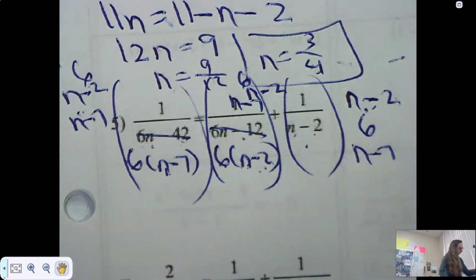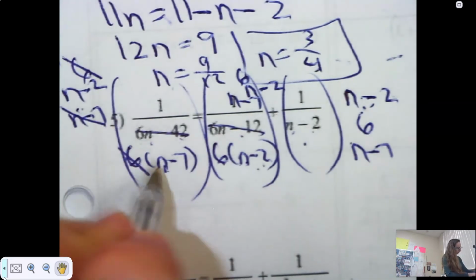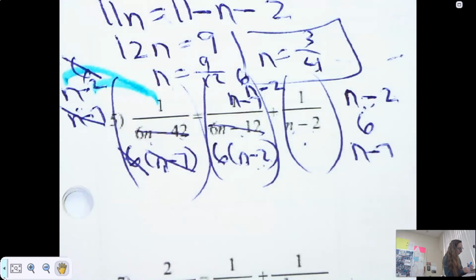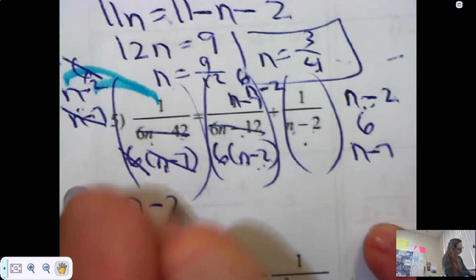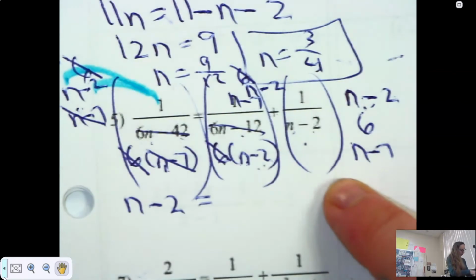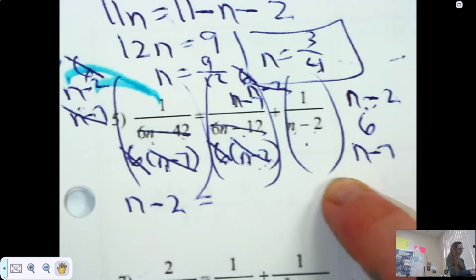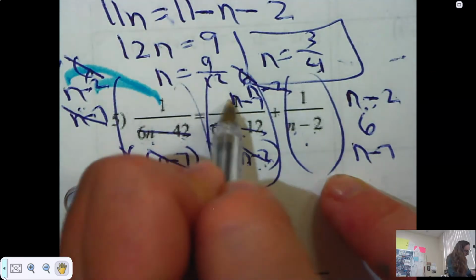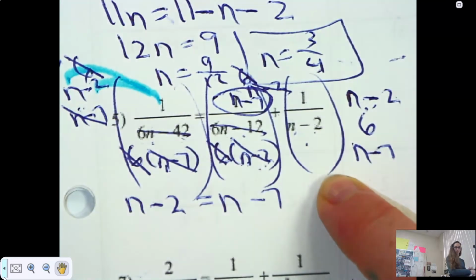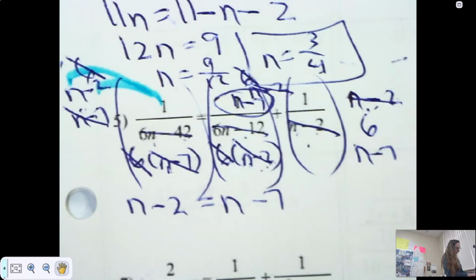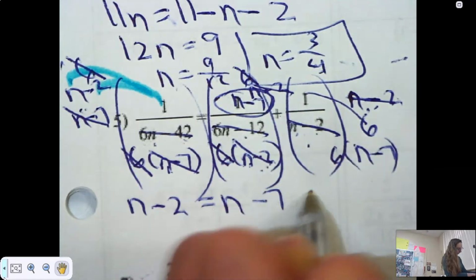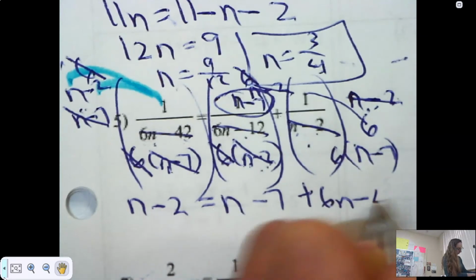Now I got to cross things off. 6 gone, n minus 7, n minus 7. What am I left with? 1 times n minus 2 is n minus 2. Okay. Cross off the 6, cross off the 6. Cross off the n minus 2, cross off the n minus 2. I'm left with 1 times n minus 7, which is n minus 7. Cross off the n minus 2. I'm left with 1 times 6, which is 6, times n minus 7 is 6n minus 42.